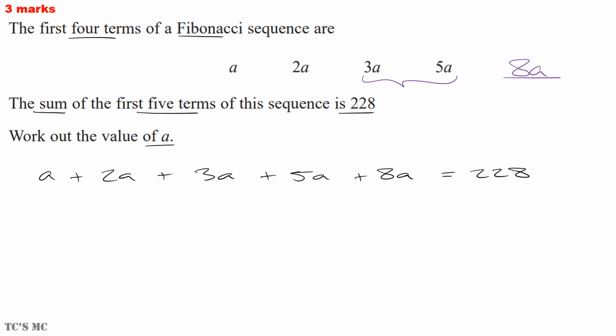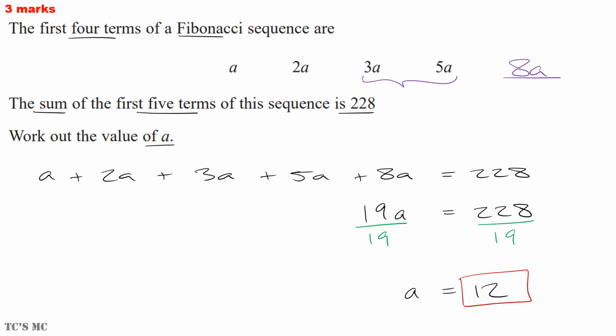If we collect all the like terms, we have 19a equals 228. This is 19 multiplied by a. The inverse is then to divide by 19. We get a is equal to 12, and that is our third mark.